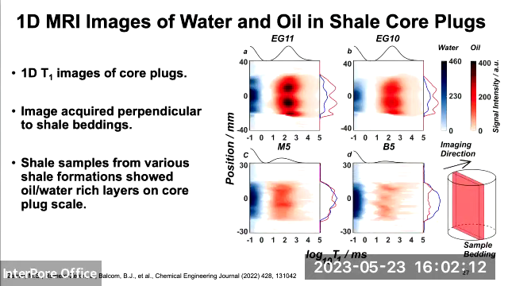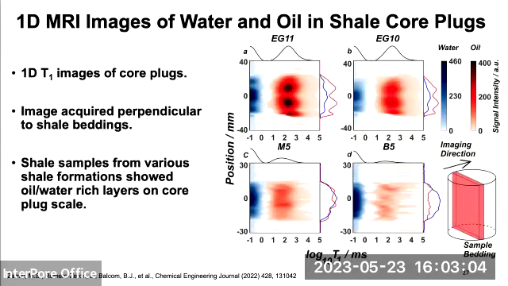Four different samples, similar behavior, but the most interesting behavior is the top two. The vertical axis in each case is position. It's 1D space. The horizontal axis is a T1 axis. And what you see, particularly easy to see in EG11, is that the oil content is higher in some spatial positions, and the displacement is regular. And in the intermediate positions, the water content is higher. So what we think we're seeing is the effect of bedding planes, where some planes are enriched in water, some are enriched in oil. Not all samples show this, but many in fact do.